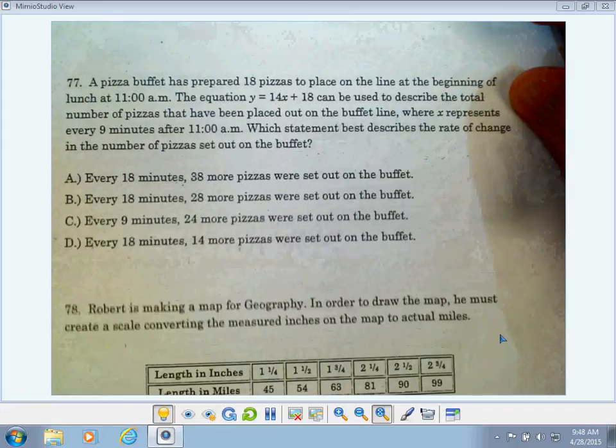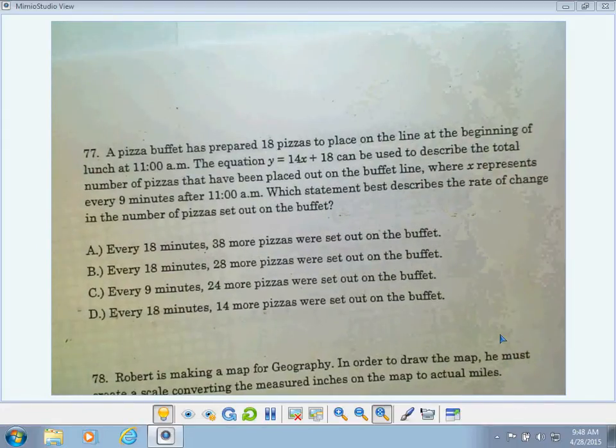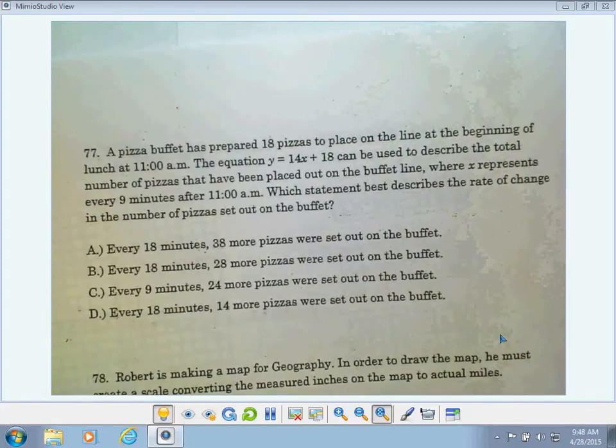So it says a pizza buffet has prepared 18 pizzas to place on the line at the beginning of lunch at 11 a.m. The equation y equals 14x plus 18 can be used to describe the total number of pizzas that have been placed out on the buffet line, where x represents every 9 minutes after 11 a.m. Which statement best describes the rate of change in the number of pizzas set out on the buffet?